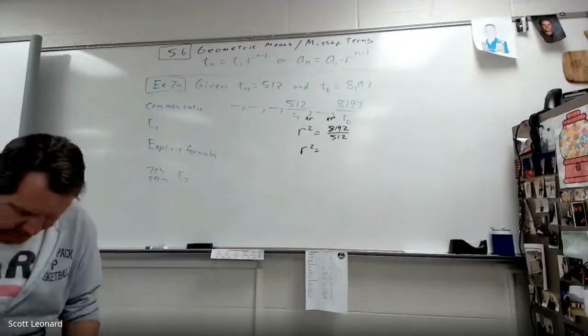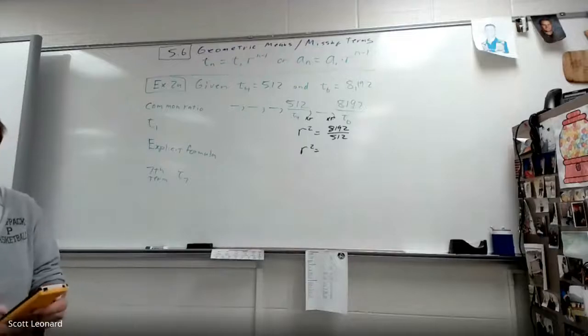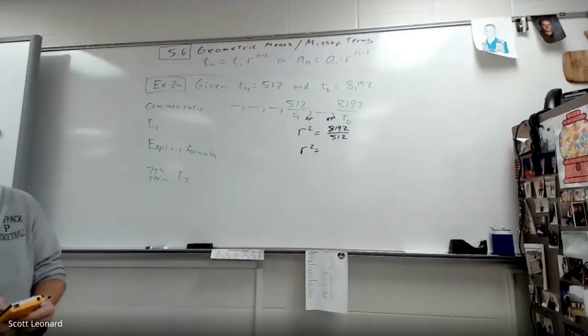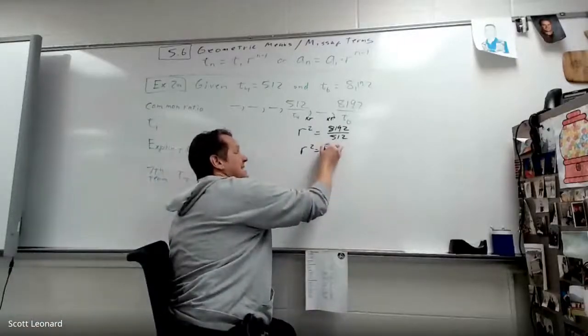So in my calculator, I'll take 8,192 divided by 512. Oh, it had a decimal point. I put a decimal point. I did it. All right, I got 16 here. Yep, 16.